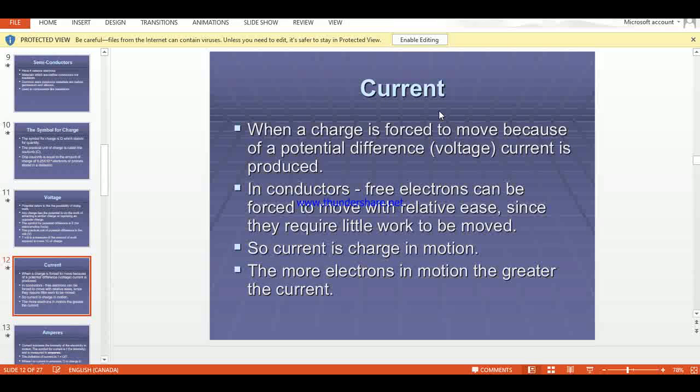So, moving on to the next slide, we have current. We will discuss current. When a charge is forced to move because of potential difference, or voltage, current is produced. In conductors, free electrons can be forced to move with relative ease since they require little work to be moved. So current is charge in motion. The more electrons in motion, the greater the current.